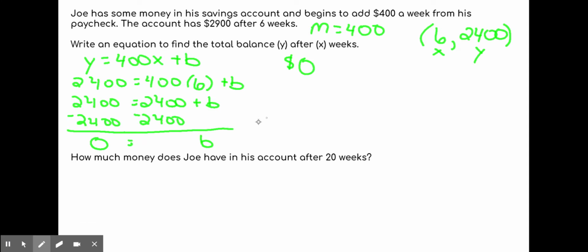Okay, did you get B as 0? Joe was broke when he started, right? He didn't have any money in that account, and he got a job and started adding money to his account. Okay, now you have M, now you have B. Write the equation of the line.